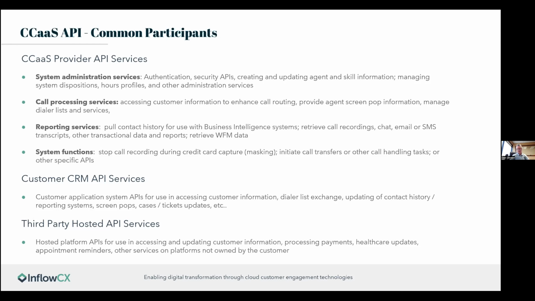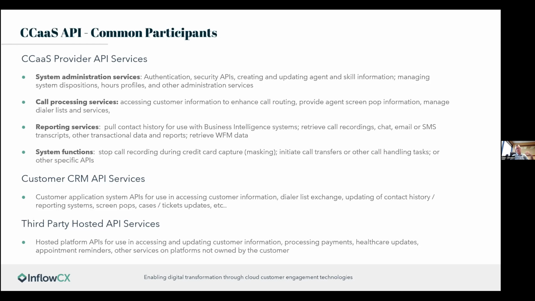So within the CCaaS space, and again, for the NICEs and Genesyses and Five9s of the world, in order for them to utilize a customer CRM system, there are certain system administration services and APIs that need to be done. Most of those are around authenticating the user and making sure that the request is done in a secure manner. So you see APIs that help set up that communication and ensure that the person requesting the information is, in fact, the person that's authorized to do that.